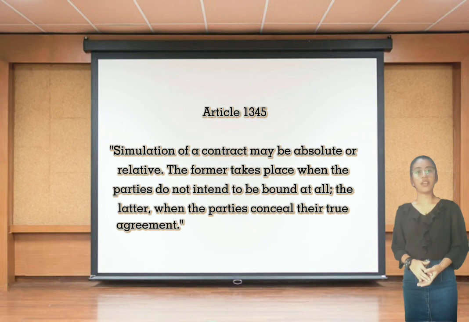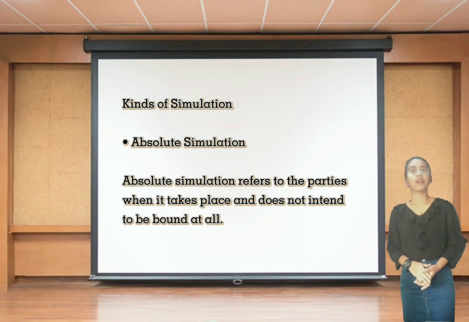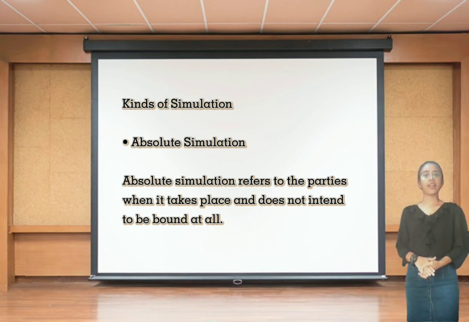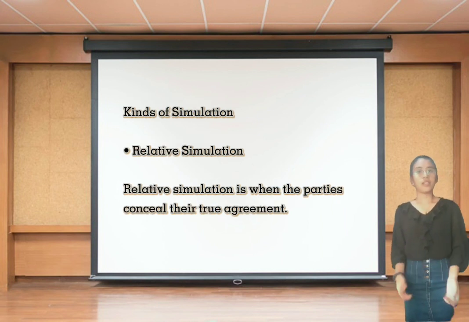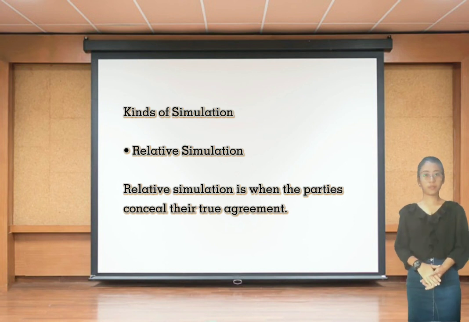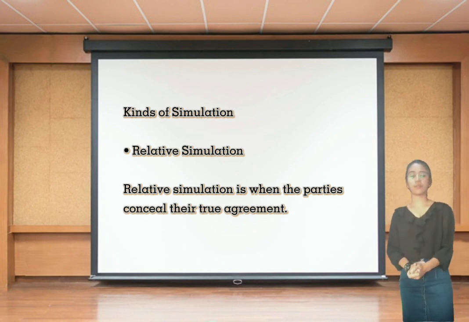To further understand it, there are two kinds of simulation. Absolute simulation refers to when the parties do not intend to be bound at all. In short, they have not intended to enter into a contract. On the other hand, relative simulation is when the parties conceal their true agreement. In this, they have the intention to enter into a contract. However, it does not express the real agreement. To further comprehend absolute and relative simulation, let's proceed to Article 1346.